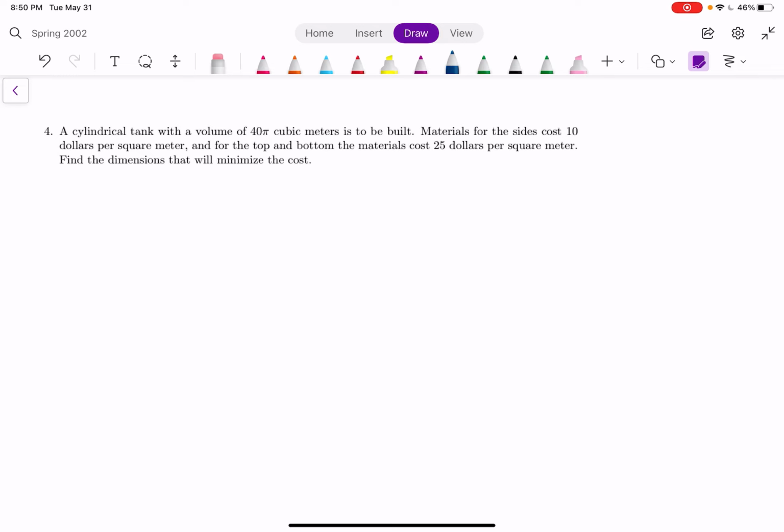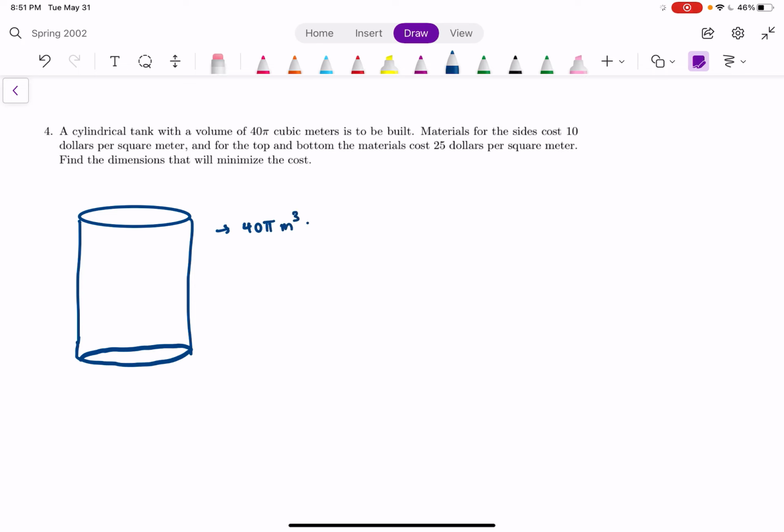They're asking to find the dimensions that will minimize the cost. Starting off this question, we're going to first draw our cylindrical tank. Okay, so that is our cylindrical tank, and they give us 40 pi meters cubed equals the volume.